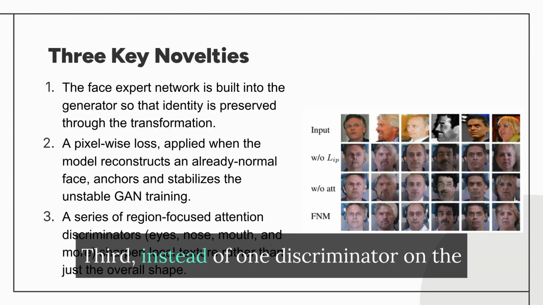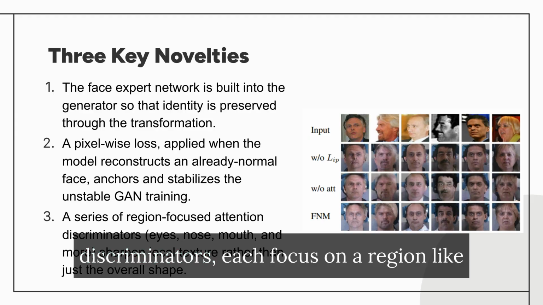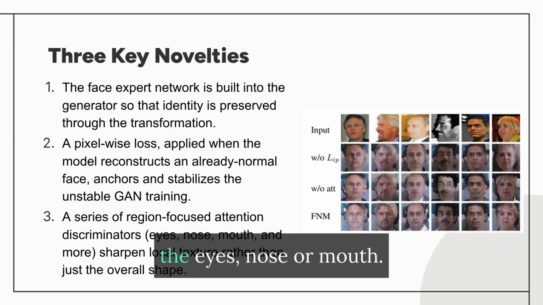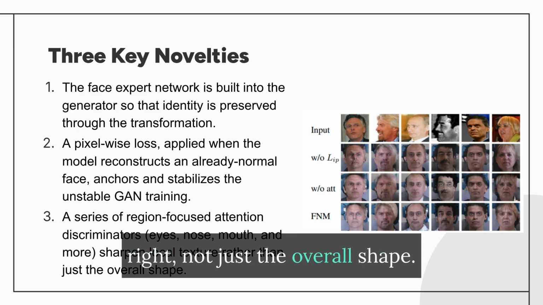Third, instead of one discriminator on the whole face, they use a series of attention discriminators, each focused on a region like the eyes, nose, or mouth, forcing the model to get local texture right, not just the overall shape.